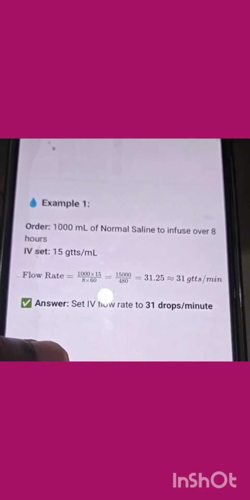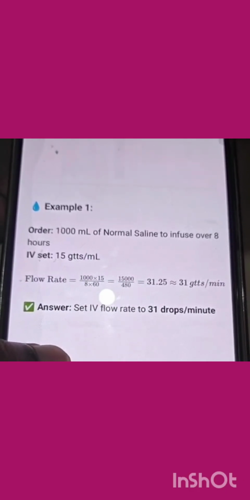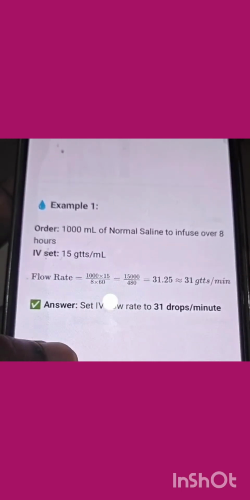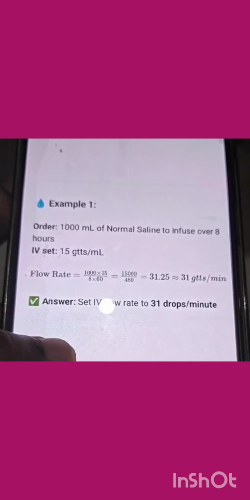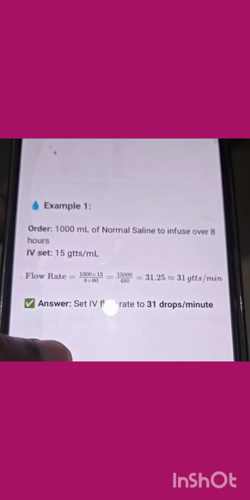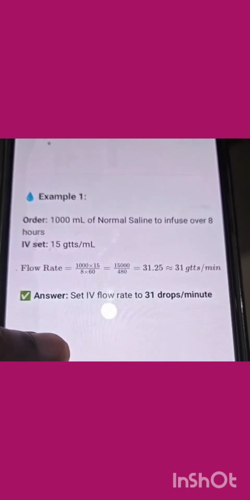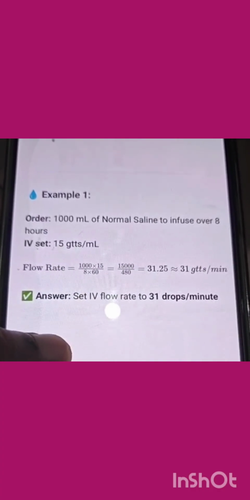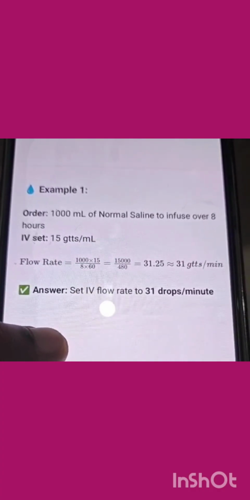So when we connect the IV fluid, we have to look at our watch and check whether 31 drops are going in 1 minute. If we make sure that the patient is getting only 31 drops per minute, then as per the doctor's advice, 1000 ml of NS can be administered over 8 hours. So the set IV flow rate is 31 drops per minute.